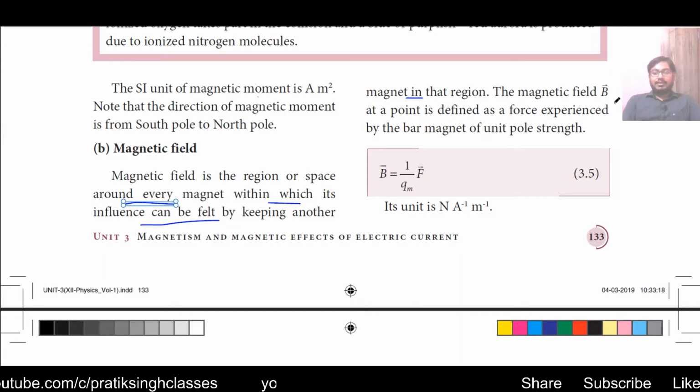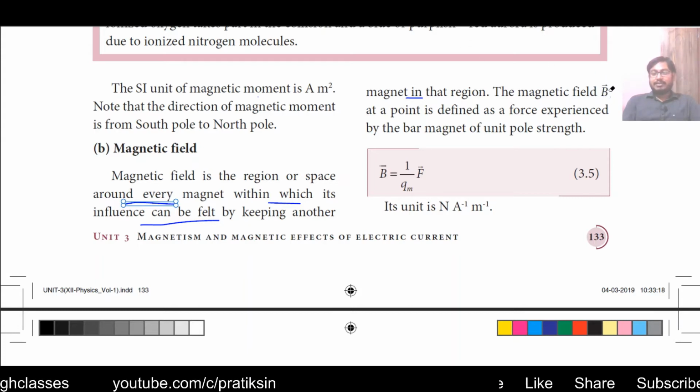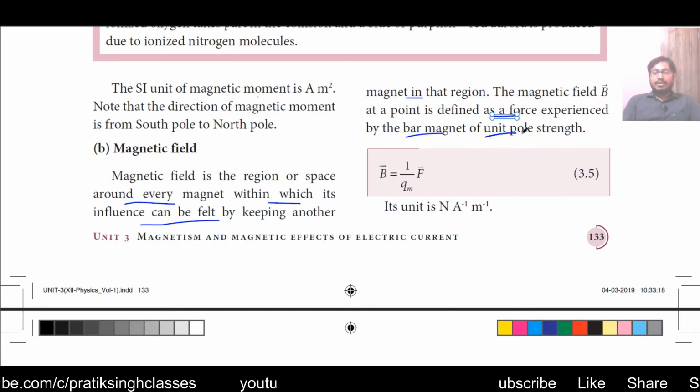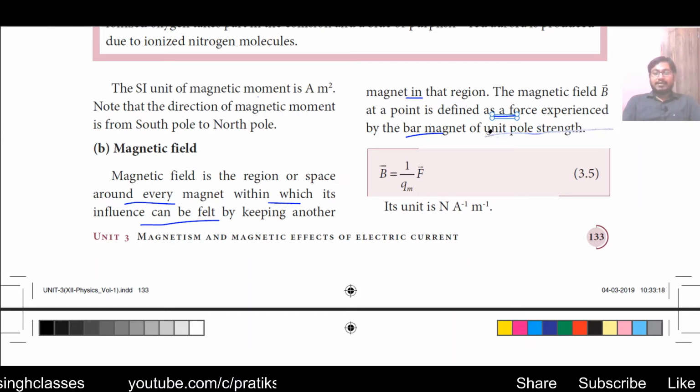Outside the magnetic field of any magnet, the influence of it will be negligible or zero. The magnetic field is always denoted by capital B. Don't write it as a small b, and it is a vector quantity, as a vector arrow is given there. At a point it is defined as the force experienced by a bar magnet of unit pole strength. So we can write the magnetic field of a bar magnet is equal to total force per unit pole strength, that is vector F by Qm.